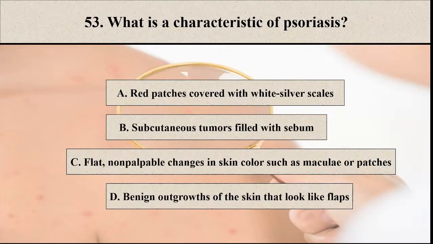What is a characteristic of psoriasis? Is it red patches covered with white silver scales, subcutaneous tumors filled with sebum, flat, non-palpable changes in skin color, such as maculae or patches, benign outgrowths of the skin that look like flaps? If you chose A, red patches covered with white silver scales, you are correct.